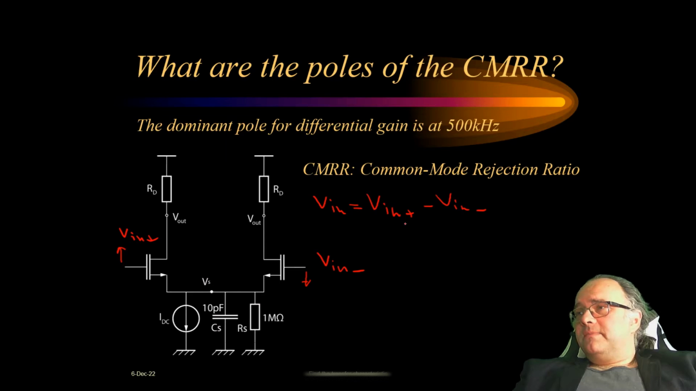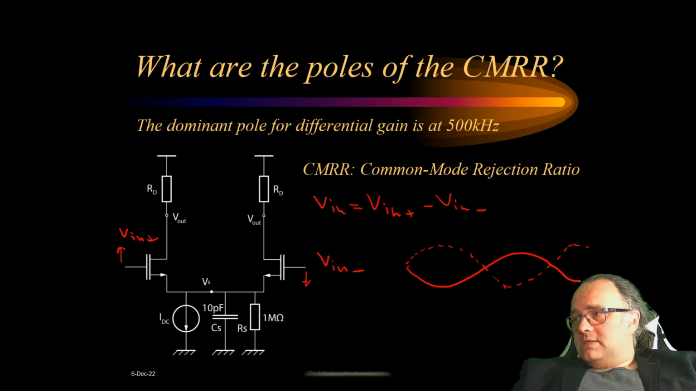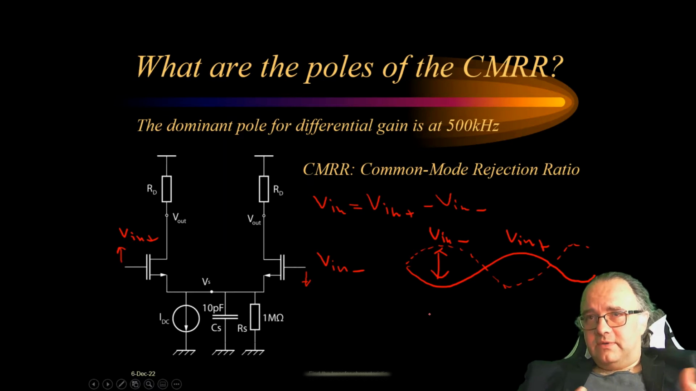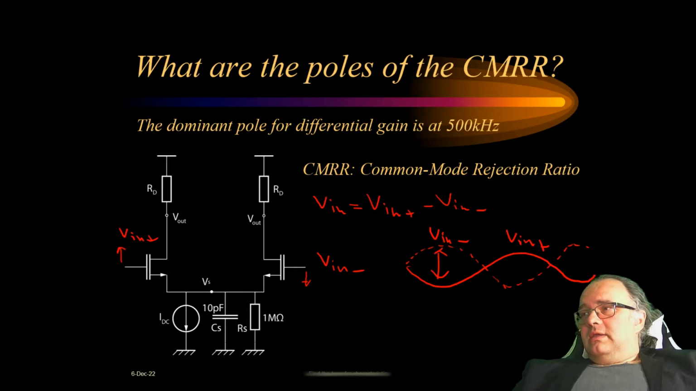Here, for example, we can imagine one of the signals as a sine wave, and this is the other signal, always the opposite. So if this is V in plus, this is V in minus, and the signal V in will always be the difference. This is how we define the differential signal.